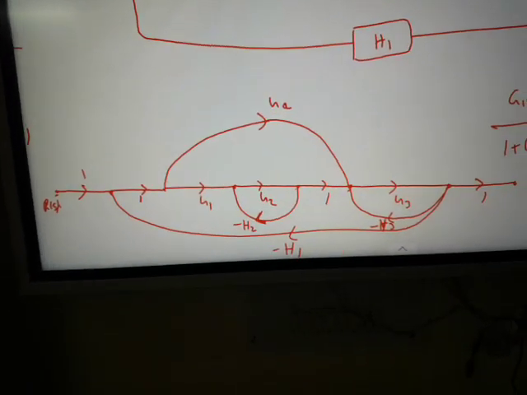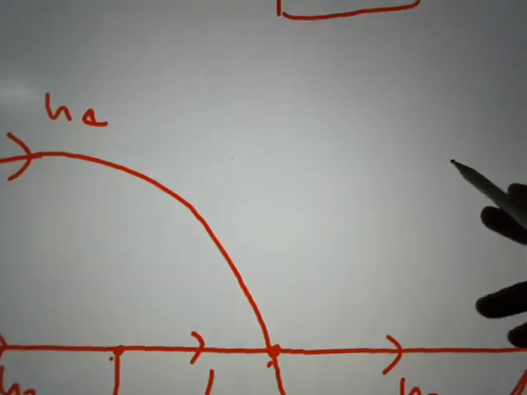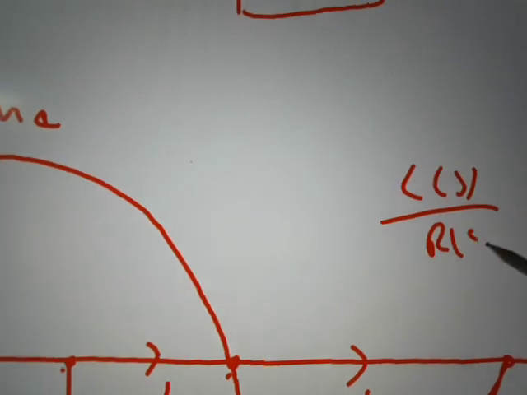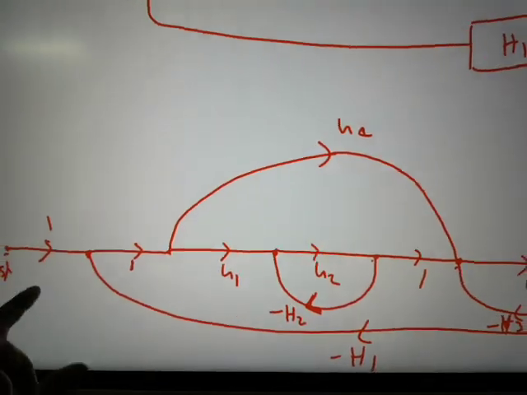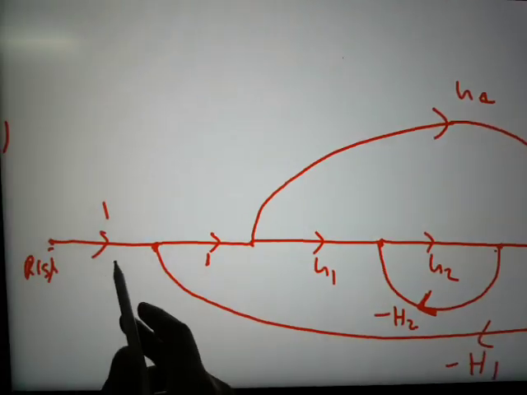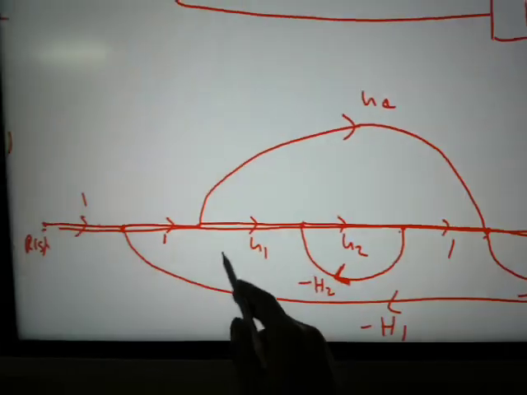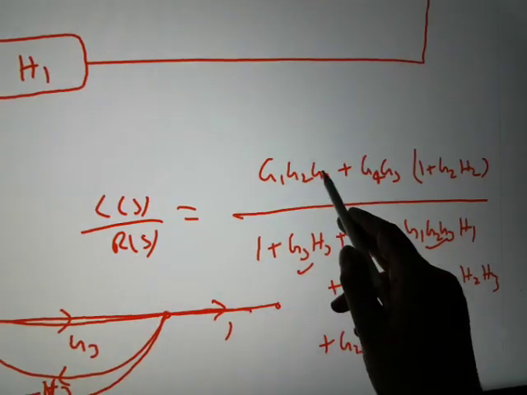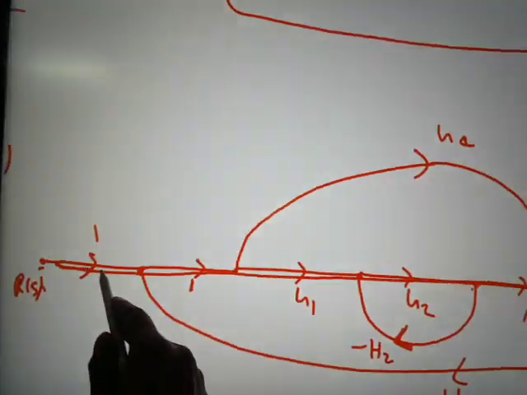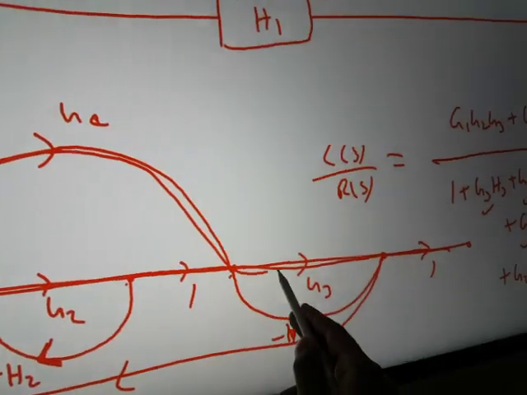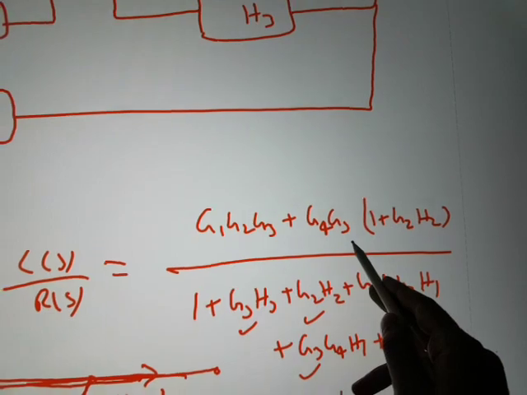Now with this SFG, we can easily find the transfer function with the help of Mason's formula. Mason's formula: C(s)/R(s) equals, first we have to find the number of forward paths. One forward path has gain G1 G2 G3. Another forward path has gain G4 G3.